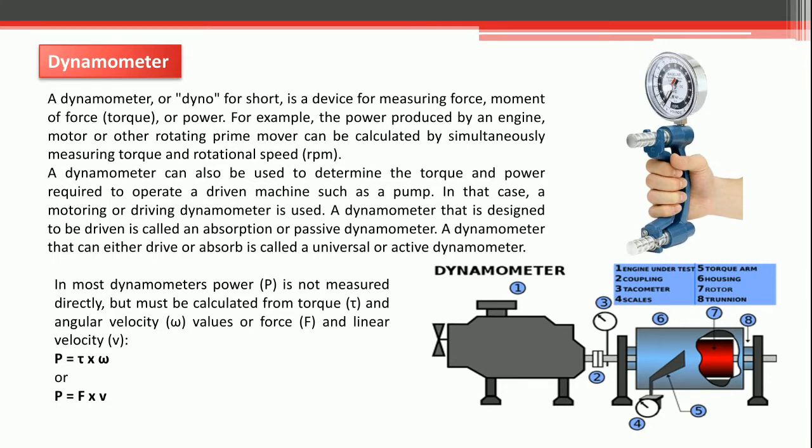Now a dynamometer designed only to be driven is called an absorption or passive dynamometer, and a dynamometer that can either drive or absorb is called a universal or active dynamometer.